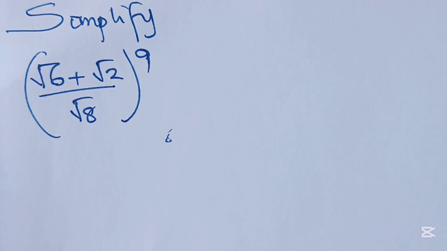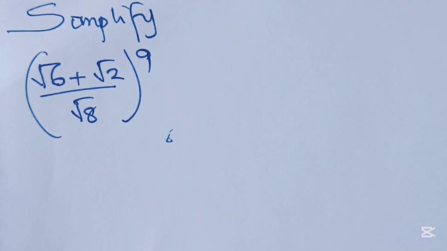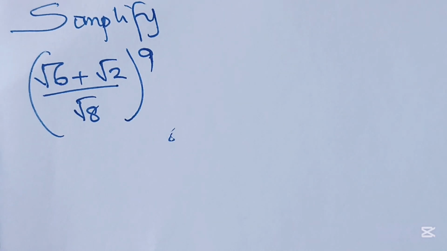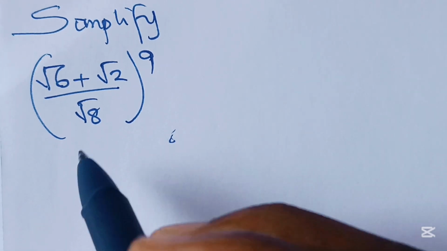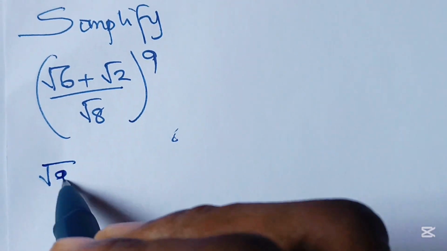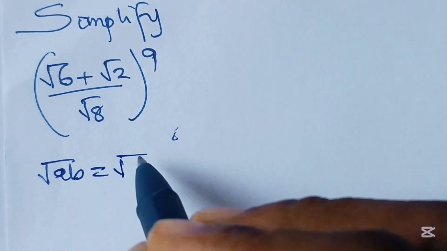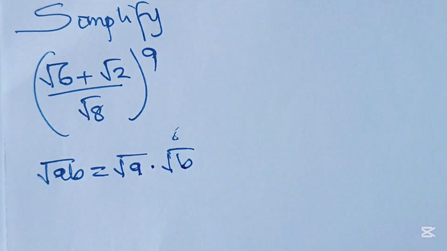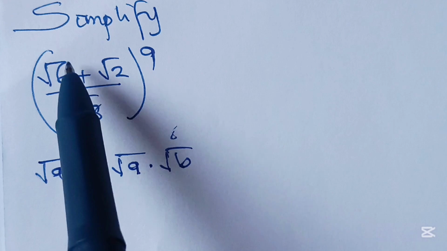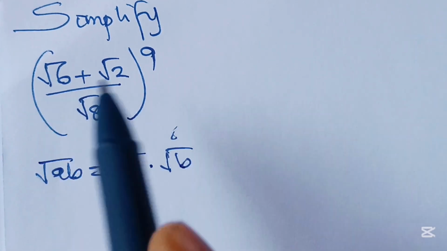So you're asked to simplify this. There are so many manipulations that I'm going to do here, but like I said, it's still an interesting video. Now the first thing we need to do is to simplify the sum we have inside the bracket. Recall that square root of AB is also equal to square root of A multiplied by square root of B. All right, so that means we can express this as a product of its factors.